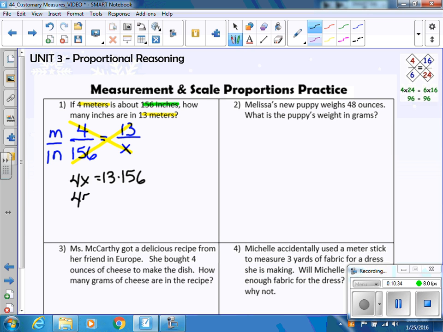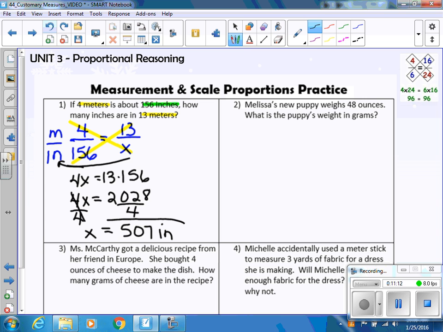So 4x, oh, what am I doing? Not 45. 4x is equal to 2028. And then I divide by 4 on both sides to solve. These cancel. And 2028 divided by 4 is 507. So I've got my number. Now I need to say, what does that represent? 507 what? If you could go back up to where your x is, that's in line with inches. So I know my answer is 507 inches.